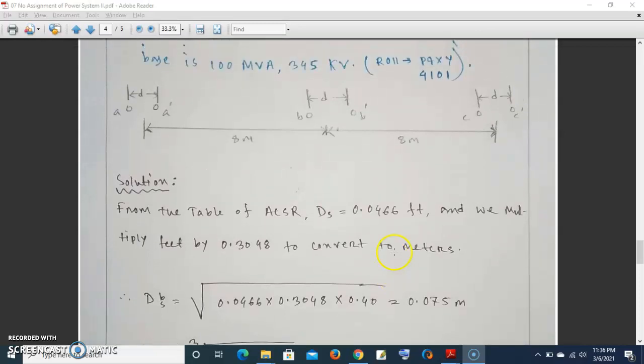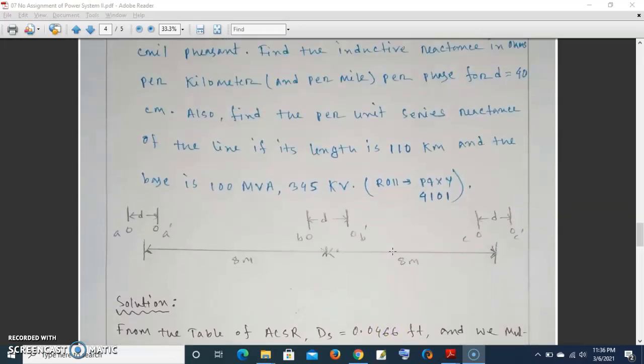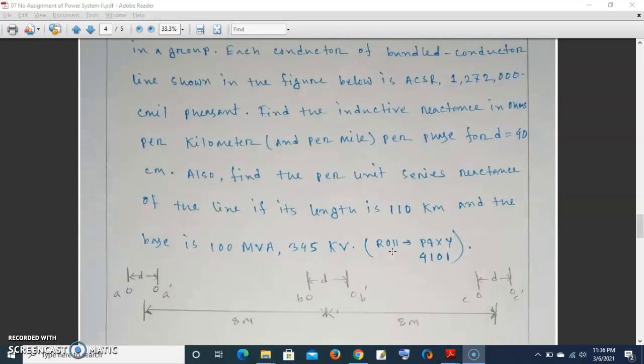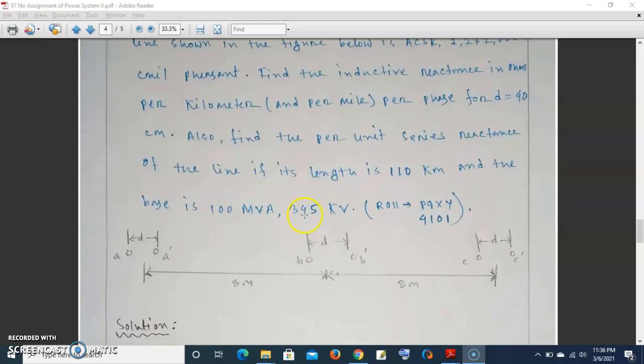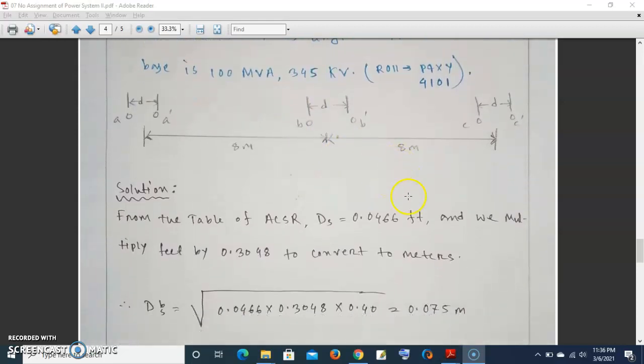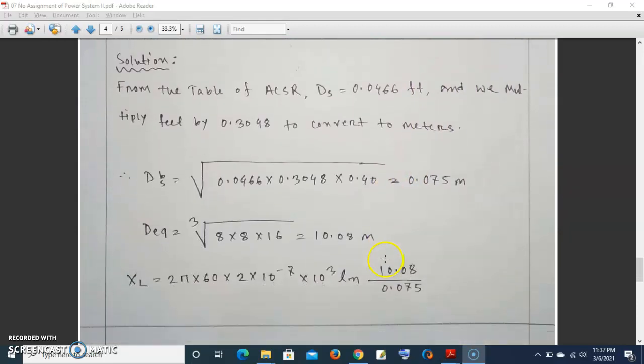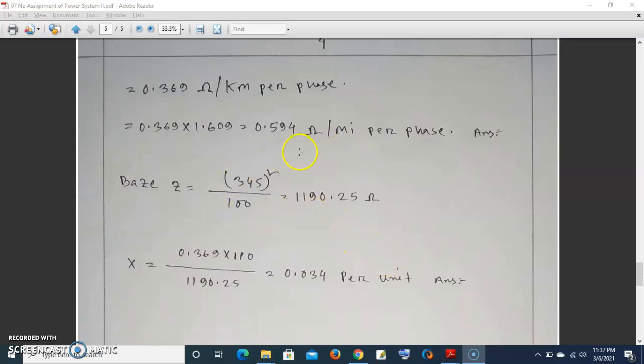So we get the two results. One is the inductive reactance in ohms per kilometer and per mile per phase, and another is the series reactance of the line. So we get both results. If we see again, one result is 0.594 ohm per mile per phase and another is 0.034 per unit.